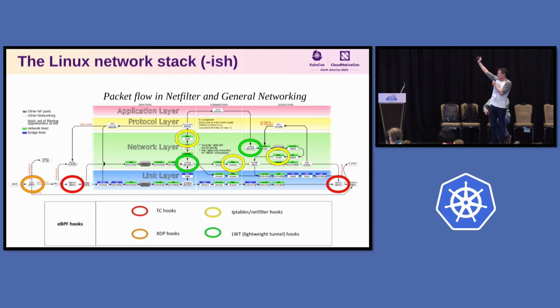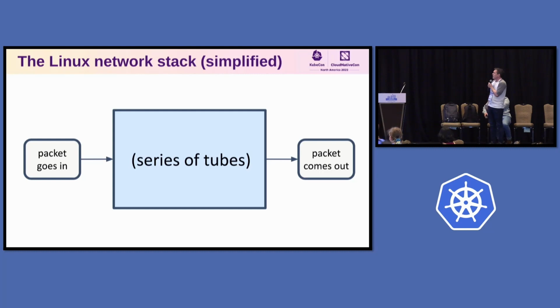So this is the Linux network stack, sort of. There are a lot of versions of this diagram. All of them are actually wrong. And for our purposes, we'll just work with this model. A packet goes in, it goes through a series of tubes, and it comes out.